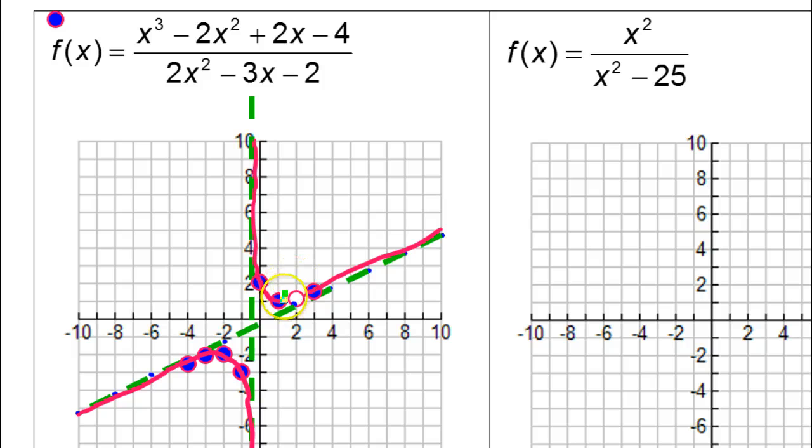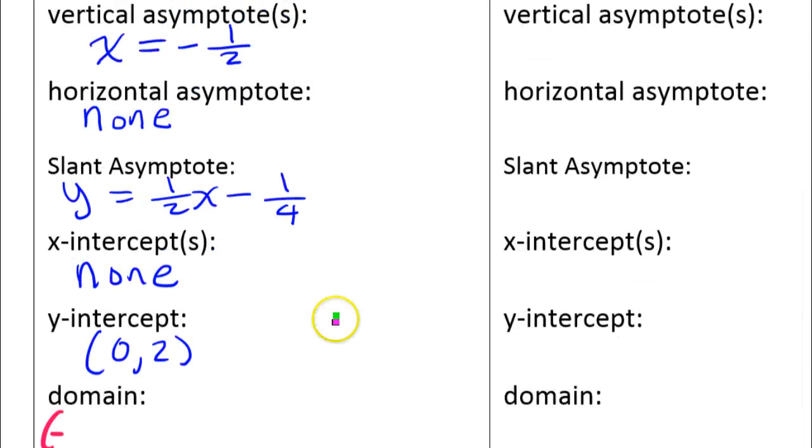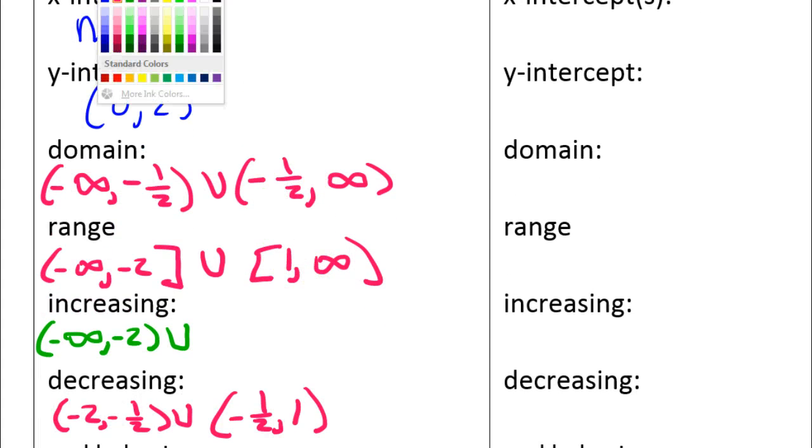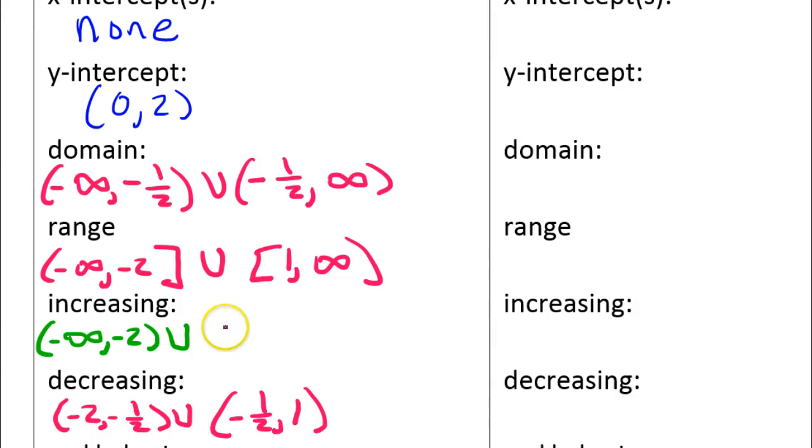Okay, and then the graph starts increasing again from here to here. If I shadow it on the x-axis, that goes from here to here. That is from 1 to infinity. That's where the graph is going uphill again. So another increasing interval will be from 1 to infinity.